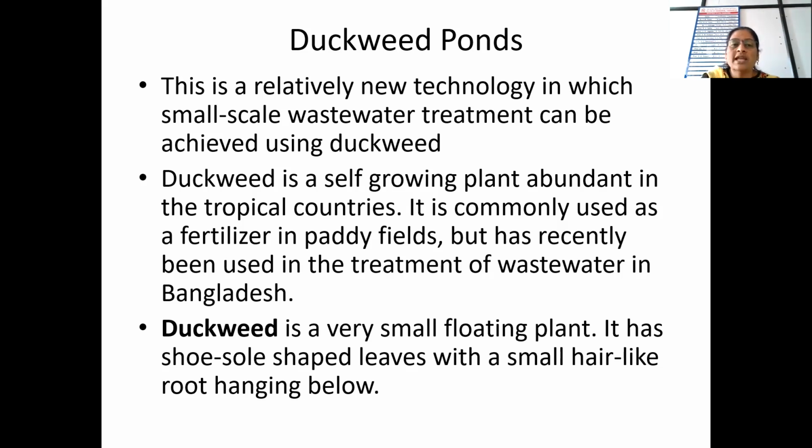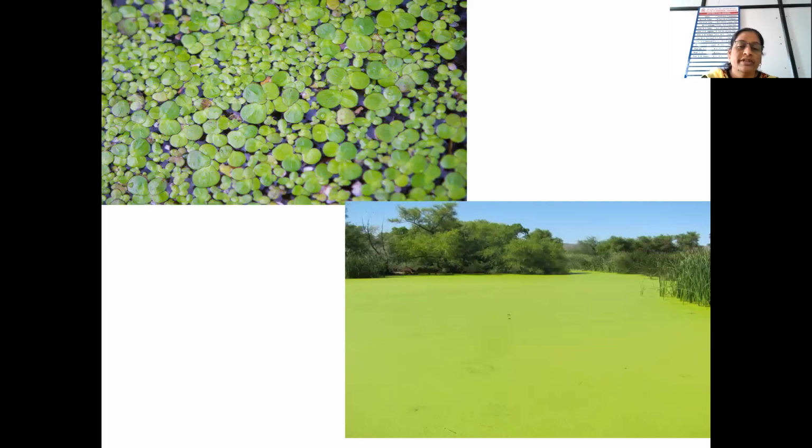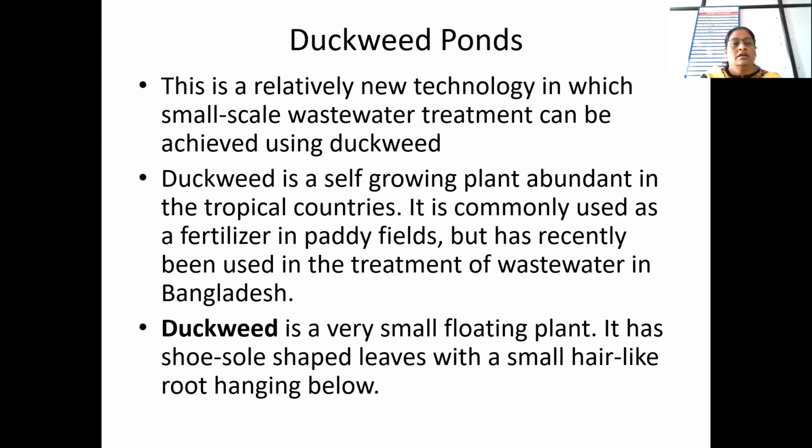How does duckweed look? See in this figure. You might have observed it. Duckweed is a self-growing plant abundant in tropical countries. It is commonly used as a fertilizer in paddy fields, but has recently been used in the treatment of wastewater in Bangladesh. Duckweed is a very small floating plant. It has shoe sole shaped leaves with small hair-like roots hanging below.